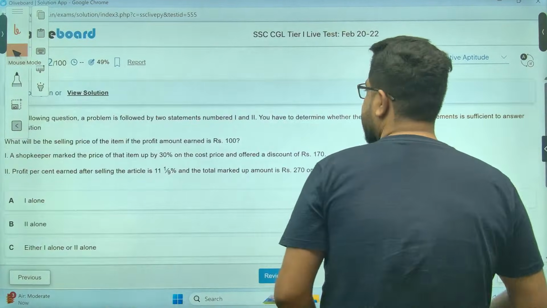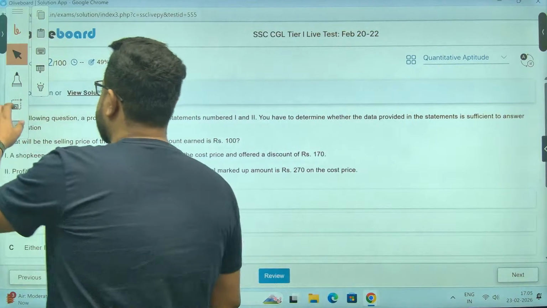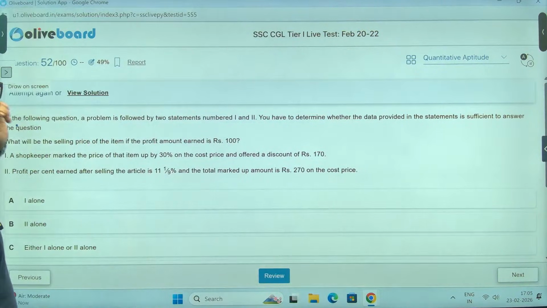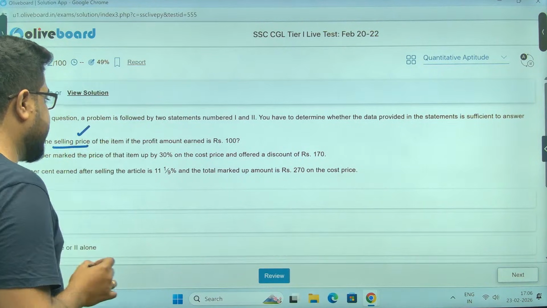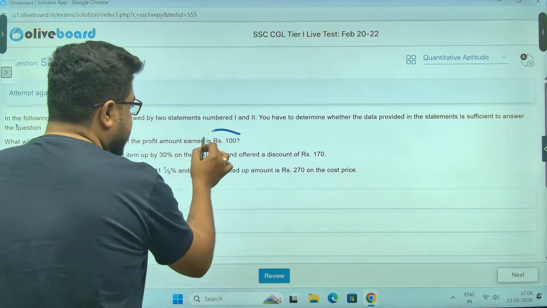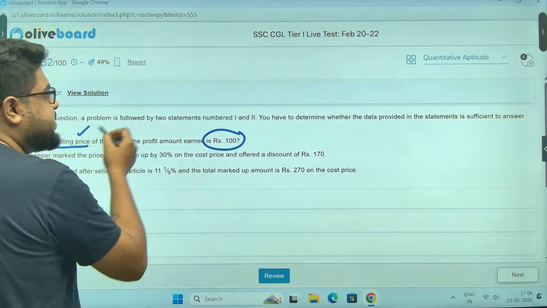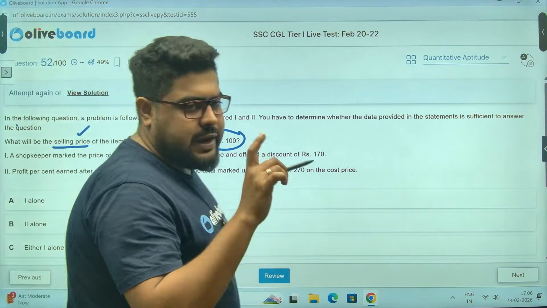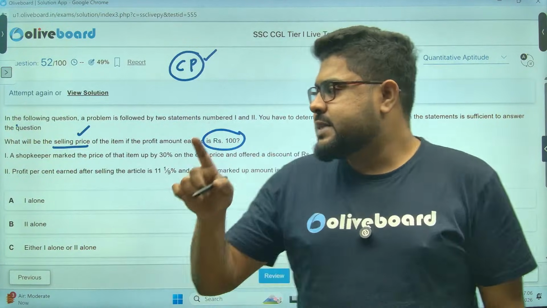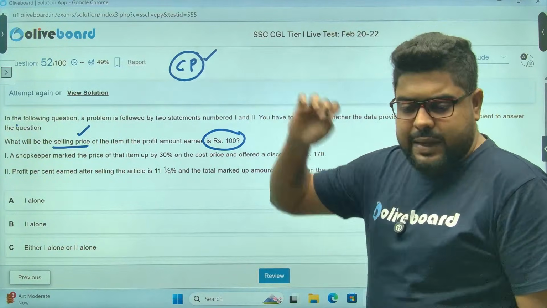Next one, sir. Next one is a DS question, data sufficiency. Let's read it, sir. What do I need? What will be the SP? I need SP. If the profit is given, I need SP, meaning actually I need to find the CP. If I can find CP, plus the profit of 100 will give me my SP.